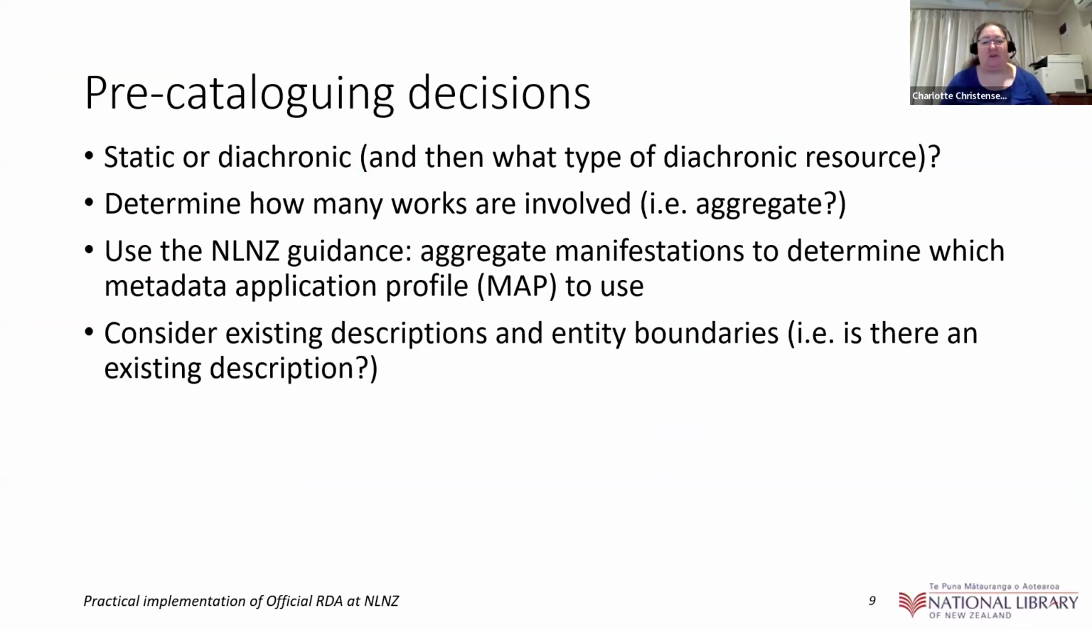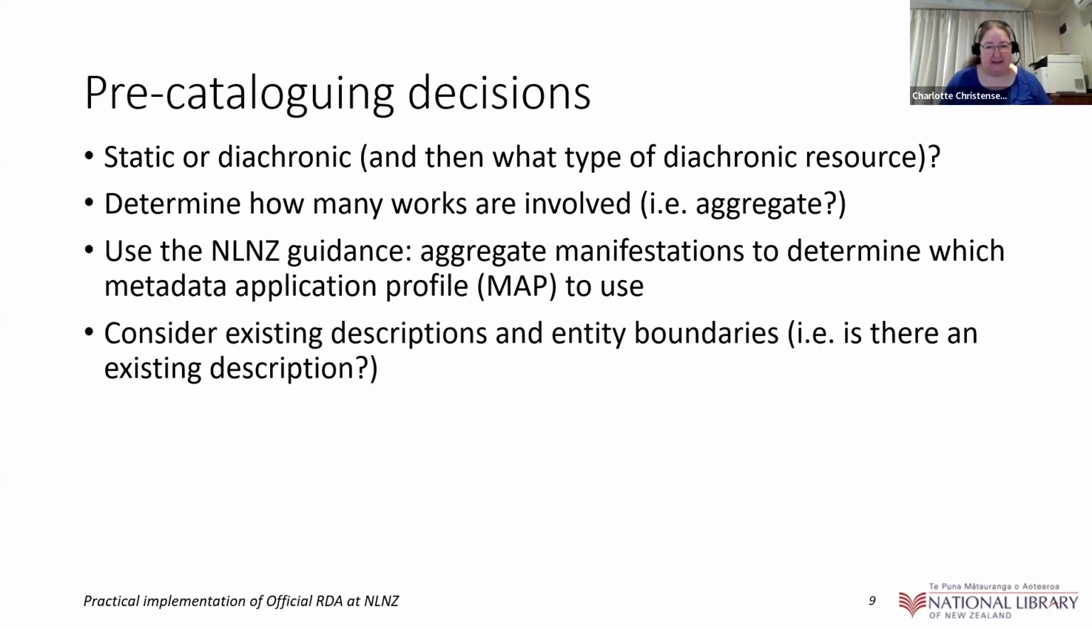Moving beyond training though, let's look at the workflow of actually cataloguing an item. When starting to catalogue, there are a number of decisions that need to be made before I even work on recording my first value. I need to start by deciding whether my resource is static or diachronic, and then determining how many works are involved in the resource I'm describing.